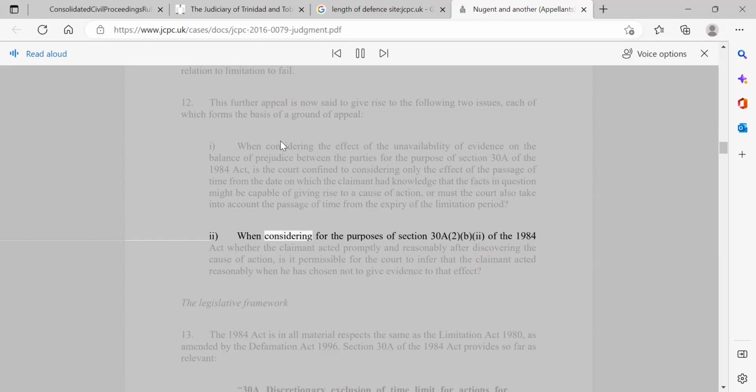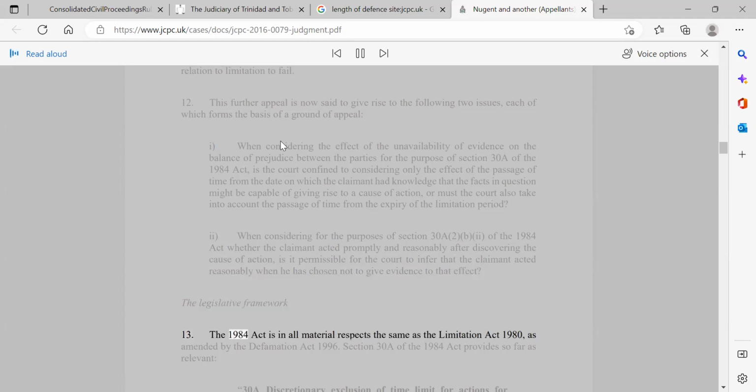2. When considering for the purposes of Section 30A(2)(b)(2) of the 1984 Act whether the claimant acted promptly and reasonably after discovering the cause of action, is it permissible for the court to infer that the claimant acted reasonably when he has chosen not to give evidence to that effect? The legislative framework.